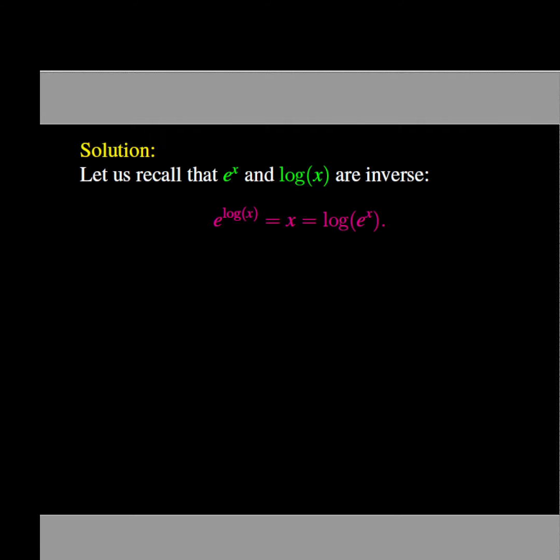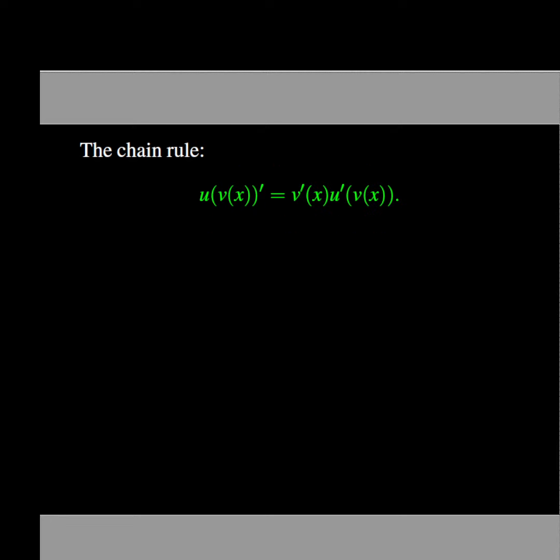In order to simplify this expression, we will use the properties of the exponential and logarithmic functions. We know that the exponential of log of x is equal to x, which is also equal to the logarithm of the exponential of x. Observe that we will also have to use the chain rule. The chain rule implies that the derivative of the composition of two functions u of v of x is equal to v prime of x times u prime of v of x.